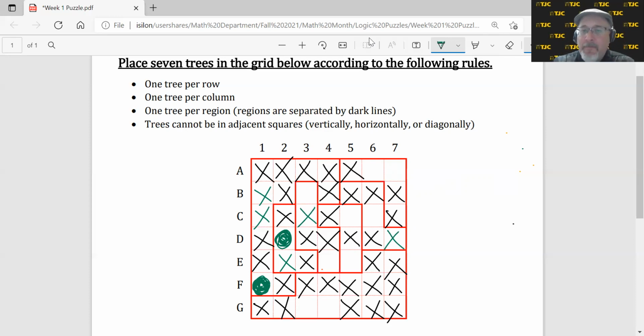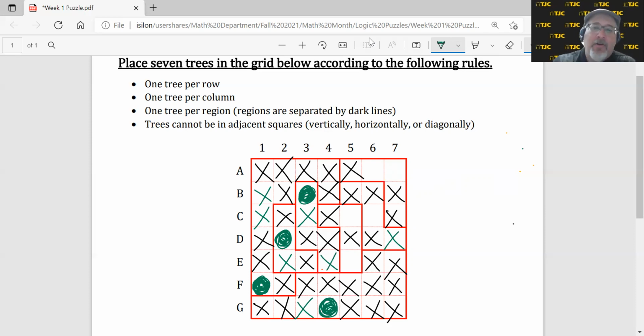Look at row B. The only location for a tree is in B3. The row is already wiped out. The adjacent squares are wiped out, but the column isn't. So go down to G3 and put an X. Now in the G row, the only place left for a tree is G4. And by column, that crosses out E4.